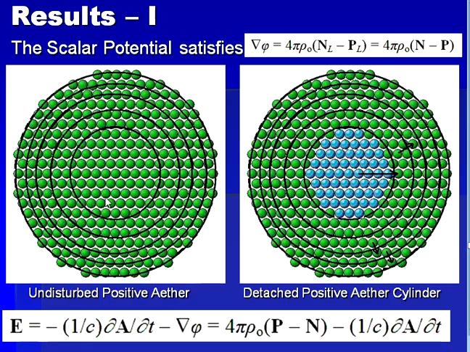Here we see two depictions of the positive attached ether. The picture on the left shows an undisturbed ether, while the picture on the right shows the case where a cylinder of detached positive ether has been inserted. I've colored the attached ether green and the detached ether blue here. Since the ether is incompressible, when we insert the detached ether, it must push the attached ether out of the way. Vectors show some of those displacements.